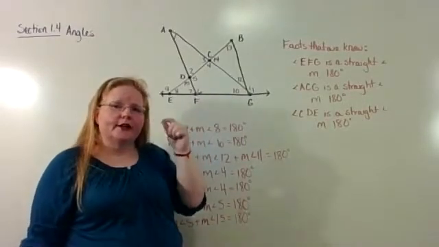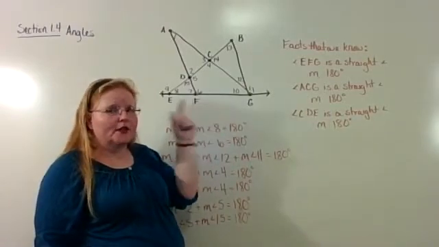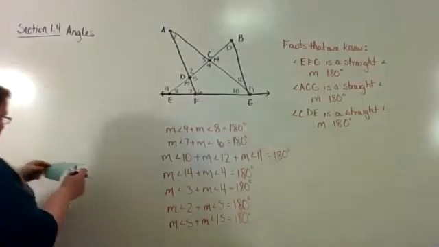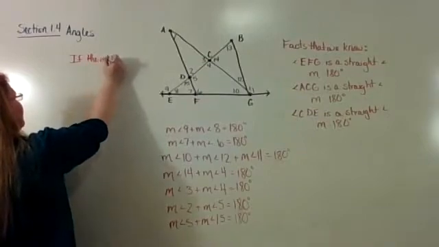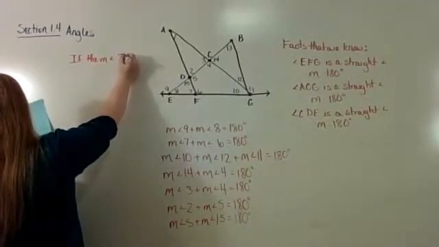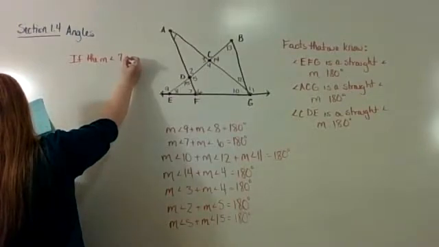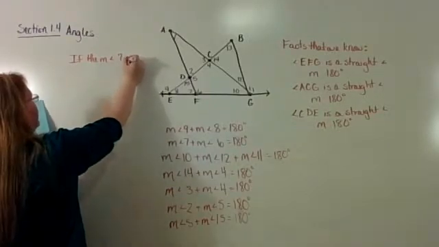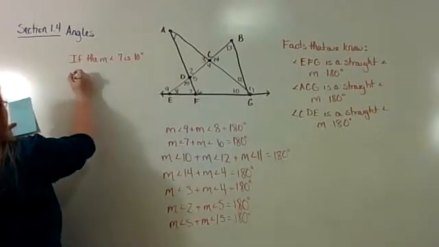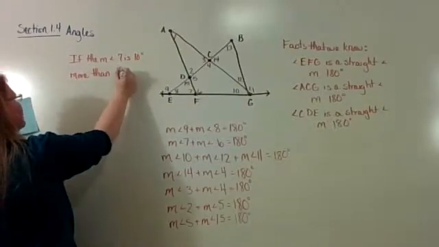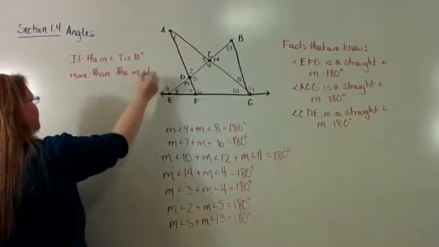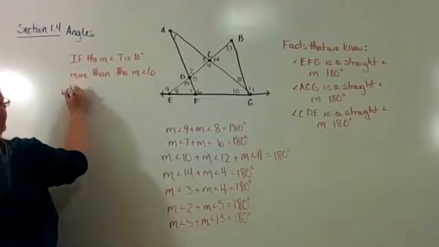And I concentrate on the area that they ask about. So if, for example, they were to ask, if the measure of angle 7, let me back up, make sure I was in the right spot, is 10 degrees more than the measure of angle 6, what are the two angles?